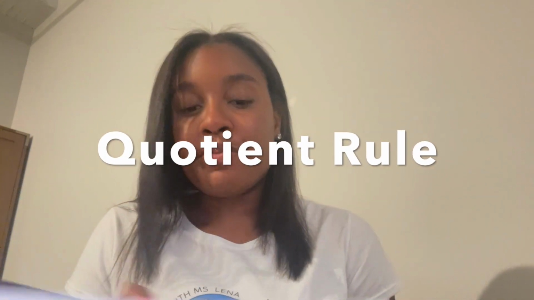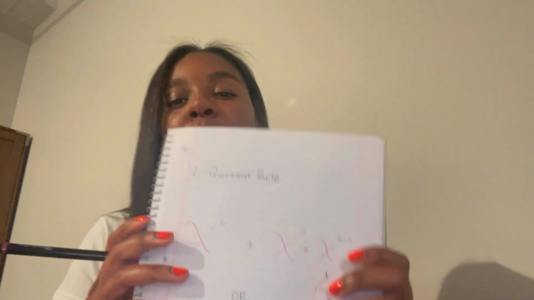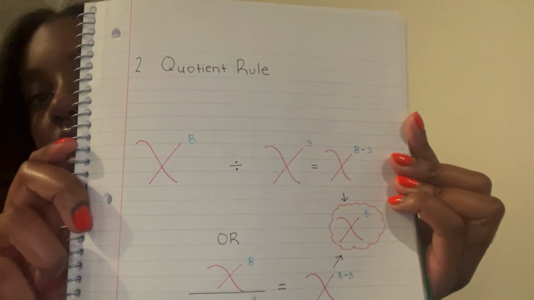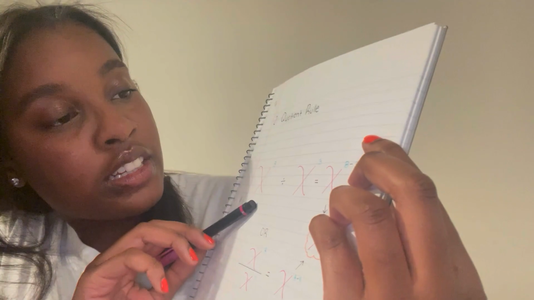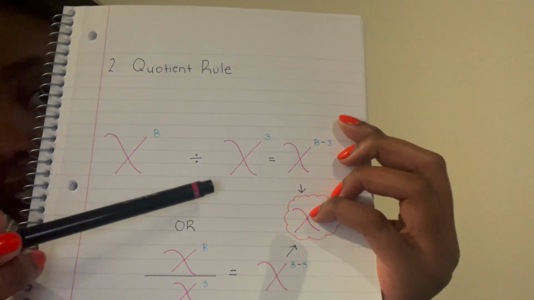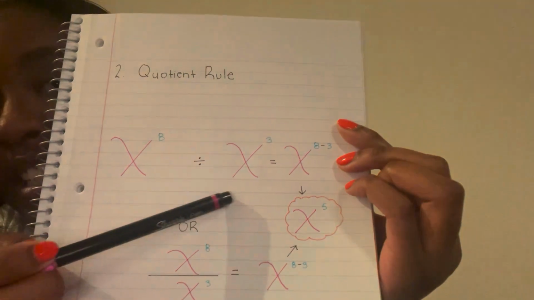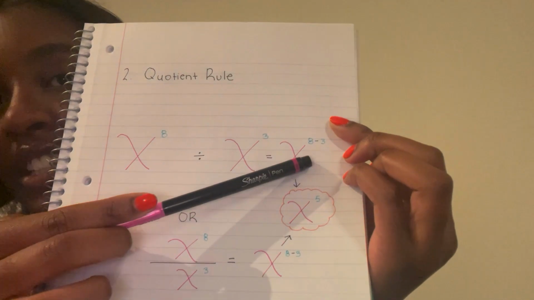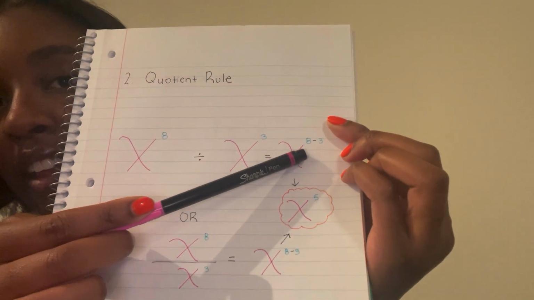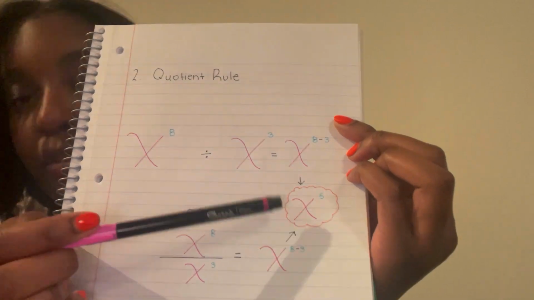Now the quotient rule is the complete opposite, pretty much, of the product rule. With the quotient rule, instead of dealing with expressions where we are multiplying, we are dealing with expressions where we are dividing. The example that I have here is x raised to the 8th power divided by x raised to the 3rd power. Again, this expression is being divided, and in order to solve this, we have to subtract. So we have to subtract 3 from 8, and that gives us x raised to the 5th power.